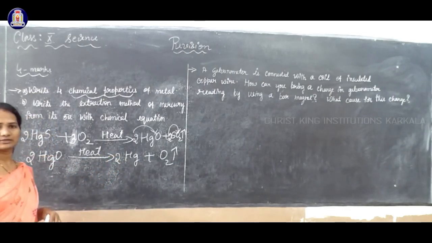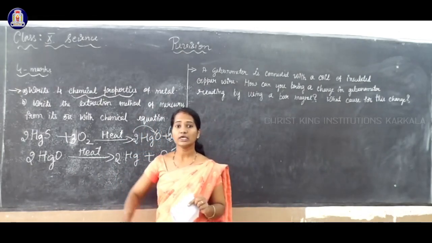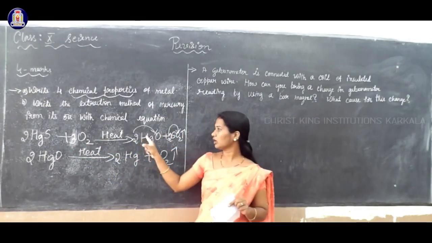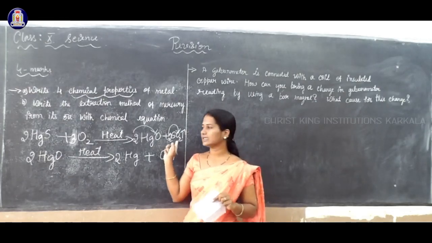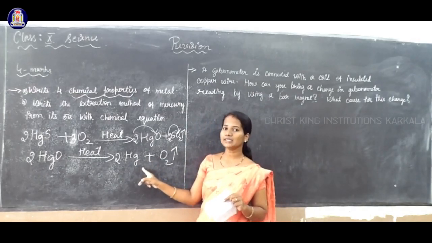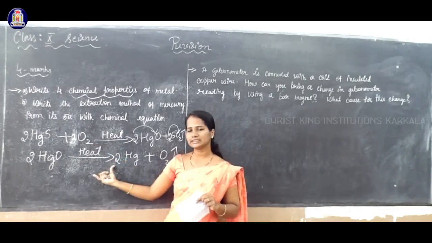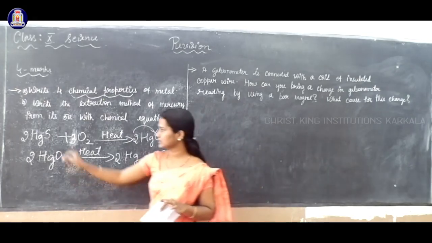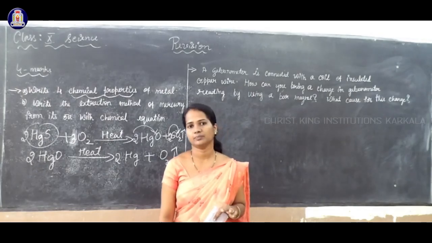How mercury is extracted? You have to write the sentence. Mercury is extracted from its ore cinnabar. When cinnabar is heated in air, we get mercury oxide with the liberation of sulfur dioxide. On further heating, mercury oxide reduces to mercury. So write the chemical equation, first step reaction and second step reaction. In this way, we can extract mercury from its ore, that is cinnabar, HgS. The ore of mercury is cinnabar.